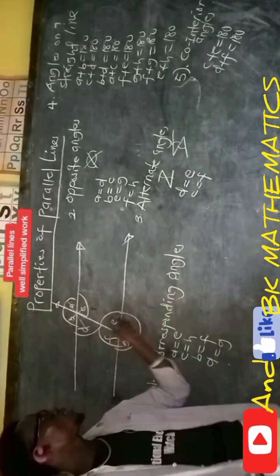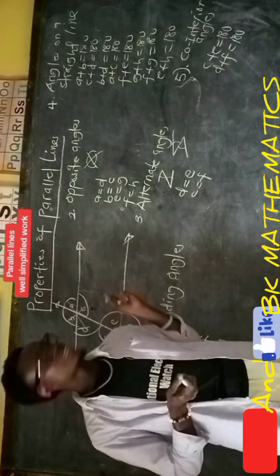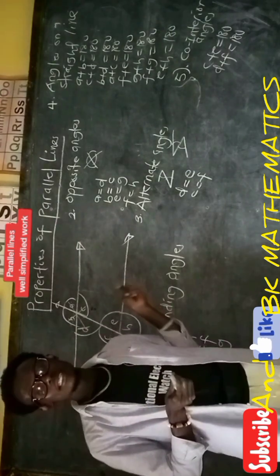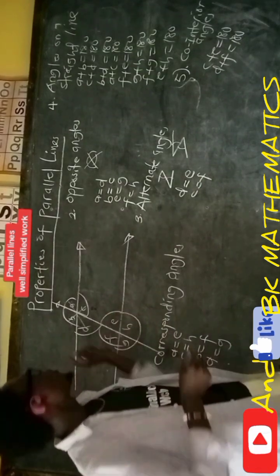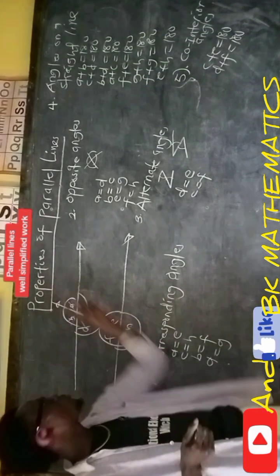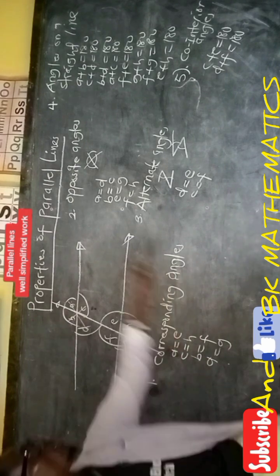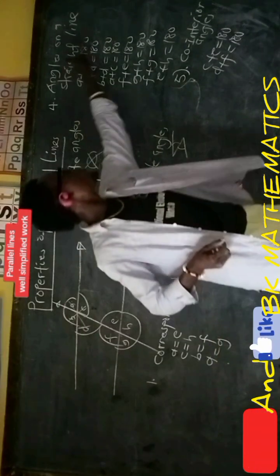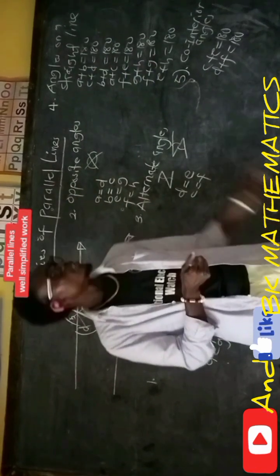Let me just advise: in geometry, for any equation or problem that you are trying to solve, there must be a reason towards that. Okay, now we have 5 properties of parallel lines. We have already explained them. The first one says corresponding angles, opposite angles, alternate angles, angles on a straight line, and co-interior angles. These are the 5 properties of parallel lines that we have to look at.